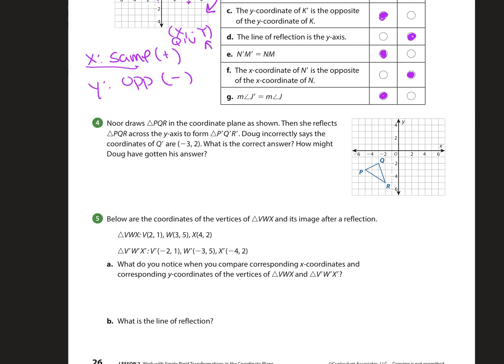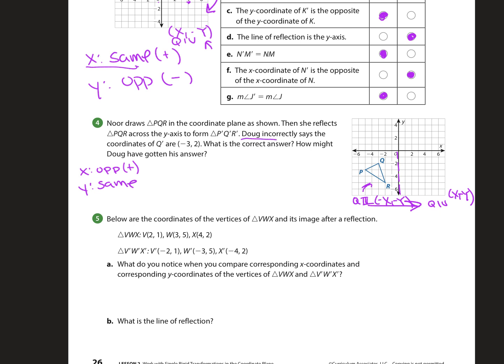Number 4, we have a preimage. She reflects it over Y. We're going to draw that in. We're moving from left to right. So what does that mean? Left to right affects X. So X will become the opposite. Y will stay the same. We start in Q3, where everything is negative, and we're moving to Q4, where X's are positive and Y's are negative. So our X's are going to become positive. Y's will stay negative.